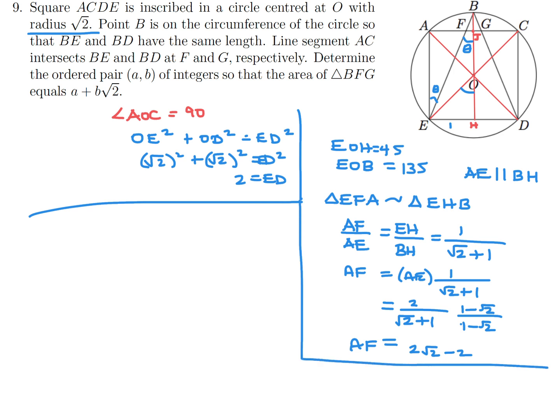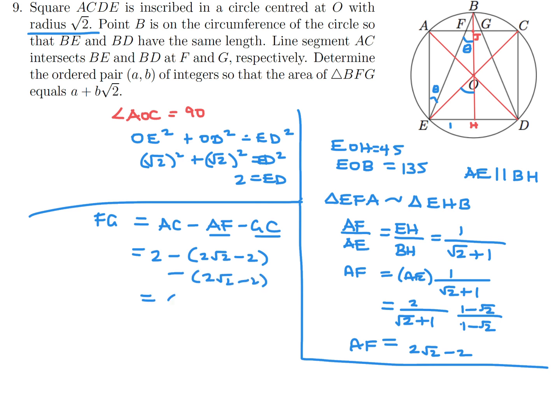Now we'll concentrate on trying to get FG. FG is that little guy up there. The whole side, AC, if you subtract from that AF and then subtract GC, you'll get FG. Now, AF and GC are the same because of the symmetry of the diagram. So AC was 2, and then AF we just figured out, and GC is the same. So there we go, that would mean 6 minus 4 root 2 for FG. Okay, it's pretty good progress, I think.